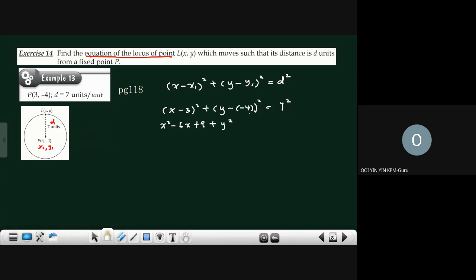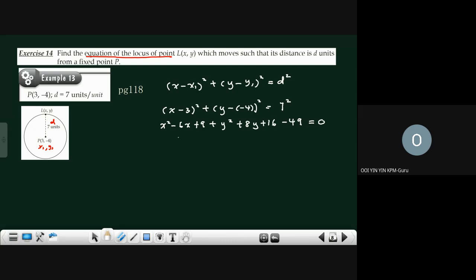Negative becomes positive 4, right? And then you get 8y. And then 4 square will give you 16. Okay, and then this 7 square will give you 49. Move to this side, becomes negative 49. And then the last part here will become 0.